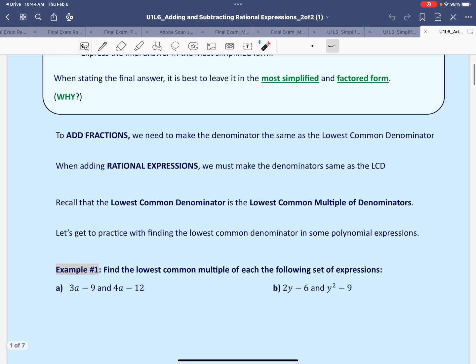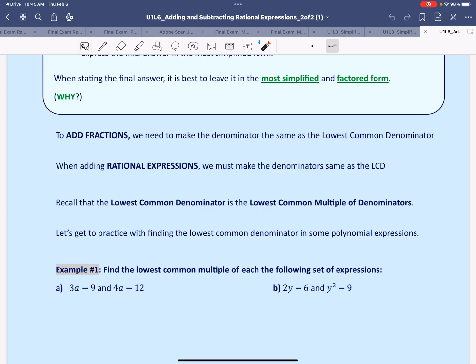Remember that to add fractions, we need to make the denominator the same as the lowest common denominator. So when we add rational expressions, which are fractions that contain polynomial expressions in numerator and denominator, we must make the denominator the same as the lowest common denominator. Now, the lowest common denominator is the lowest common multiple of all denominators. The word lowest doesn't necessarily mean it's the smallest. The lowest common denominator is a multiple of all of them, but the smallest such multiple.